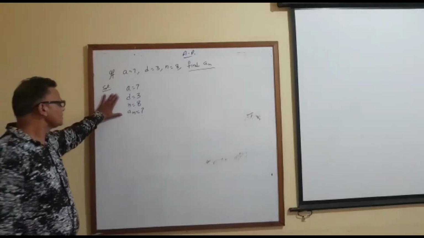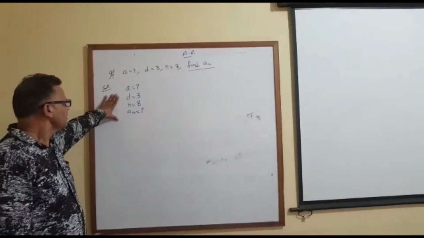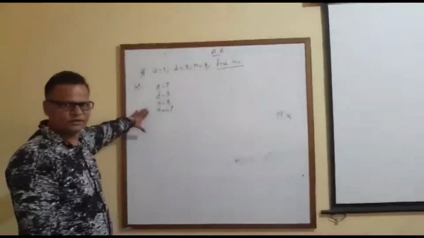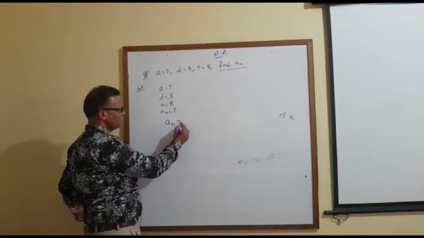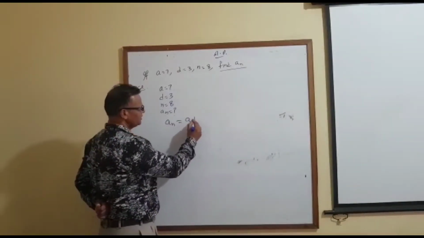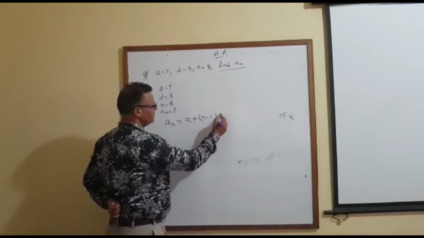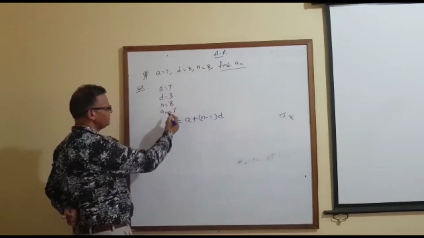So this type of question generally comes in the exams for 2 marks or 3 marks. So let us see, these are very simple. We have to put just the formula of AN. Write the formula of finding AN. AN is equal to A plus N minus 1 into D. Now put the values of all.